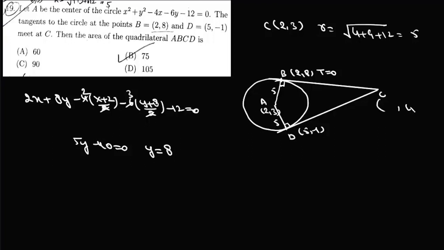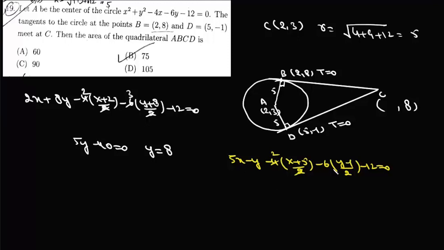So y coordinate of C is 8. In the same way, we can write equation of tangent for D again using t equals 0. Now it will be 5x minus y minus 4 x plus 5 by 2 minus 6 y minus 1 by 2 minus 12 equals 0.